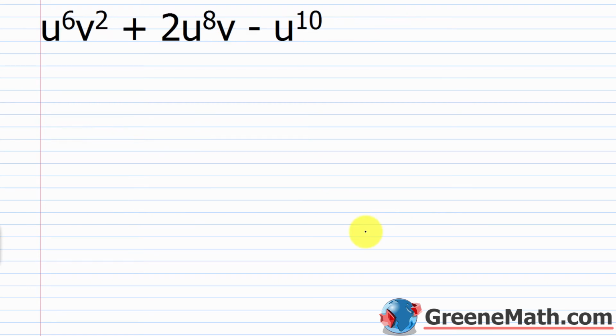So for the next one, I have u to the 6th power v squared plus 2u to the 8th power v minus u to the 10th power. So what is my GCF here? There's obviously not going to be any numbers involved. I have u to the 6th power, u to the 8th, and u to the 10th. A v is not going to be involved because it's not common to everything. So my GCF here is u to the 6th power. So let's pull that out.